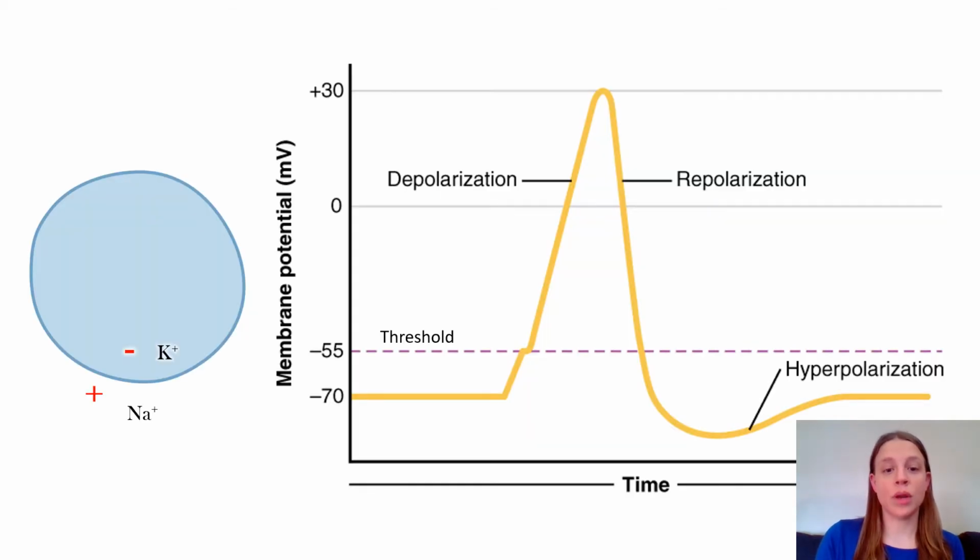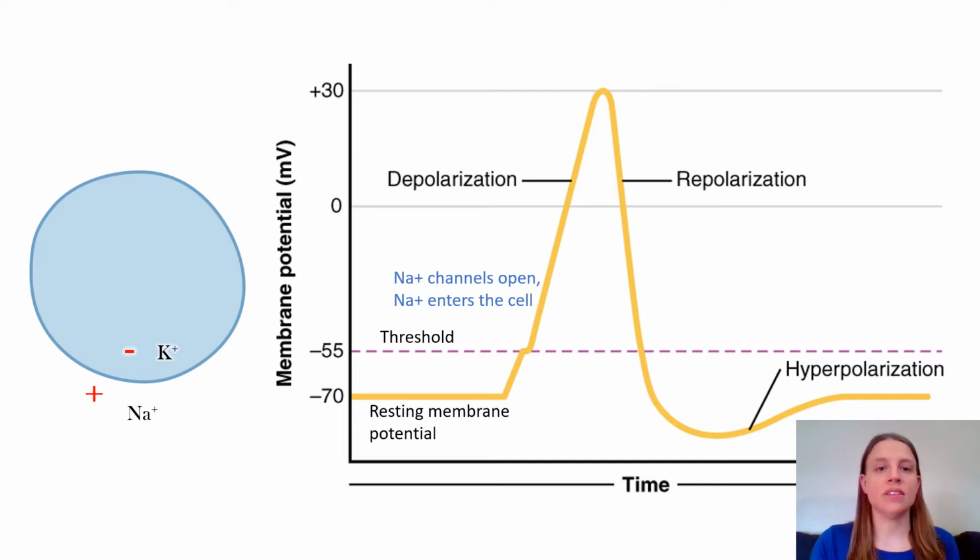So the resting membrane potential is just the charge of the inside of the membrane when the cell is at rest. When sodium channels open, sodium is then free to diffuse from the area of high concentration outside of the cell to the area of low concentration on the inside of the cell. This movement of sodium is what causes the membrane potential to go from being negative to more positive, which we refer to as depolarization.